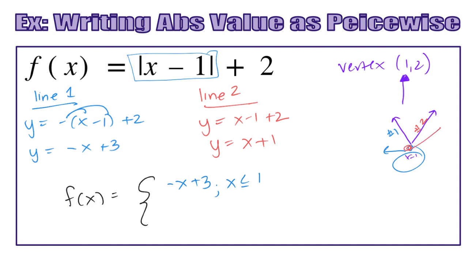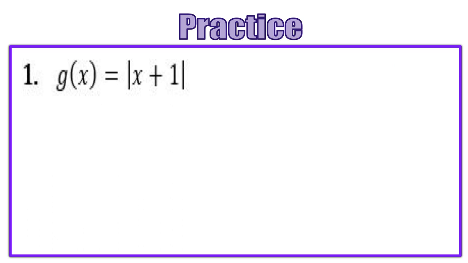After we get to +1 and we start going up in our x values, we're going to be using the line x plus 1 for x greater than 1. Let's go ahead and look at a few more examples. So if you think you're ready, I encourage you to go ahead and jump into number 1 on your own. Find the vertex, find the equation for line 1, find the equation for line 2, and then rewrite it as a piecewise function. If you're not quite ready yet, let's work through this example together.